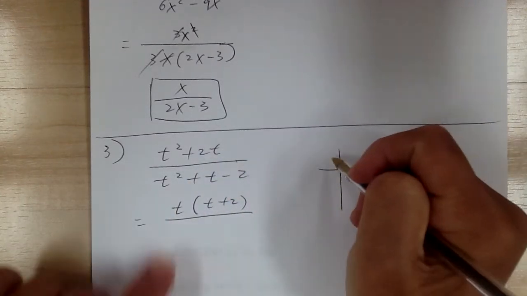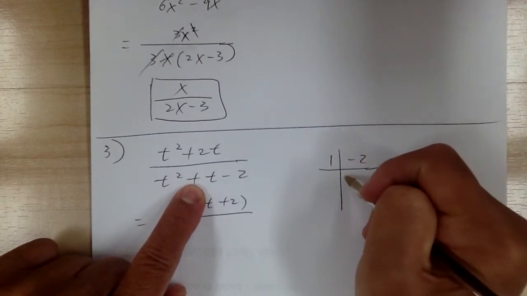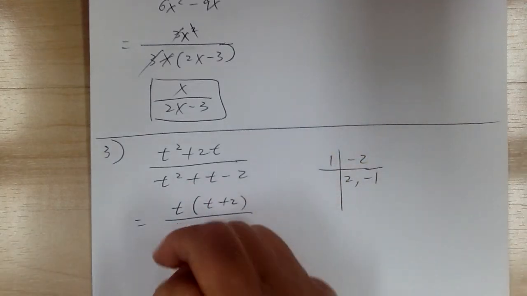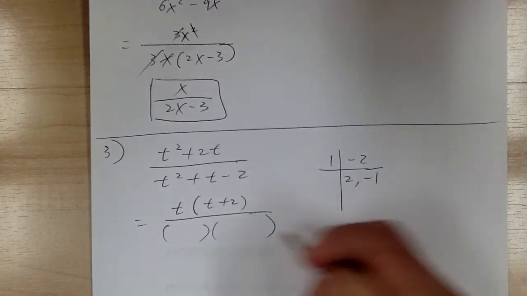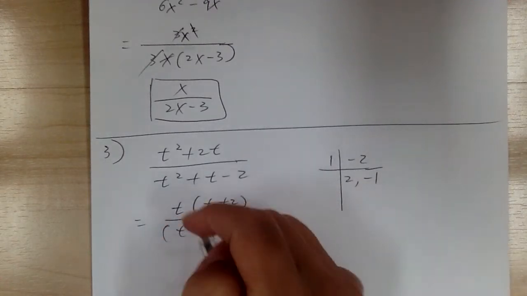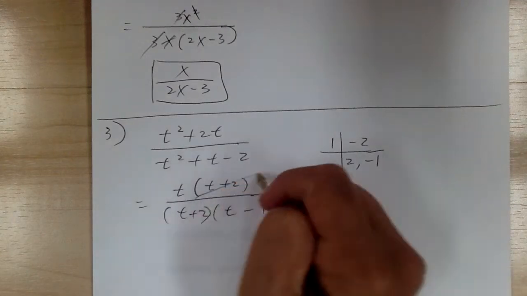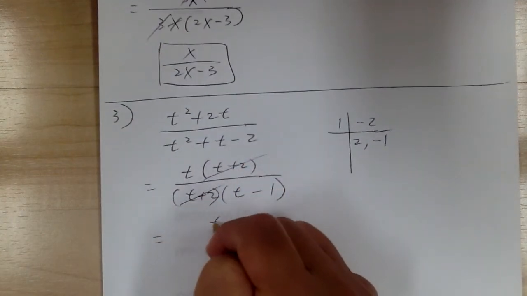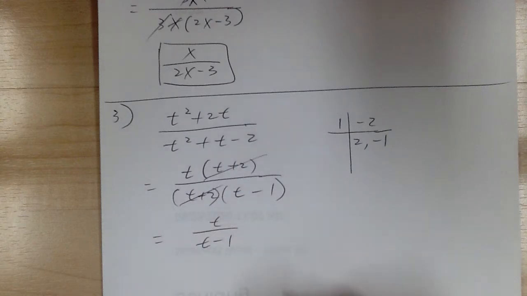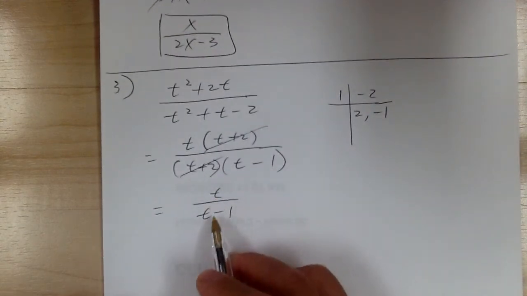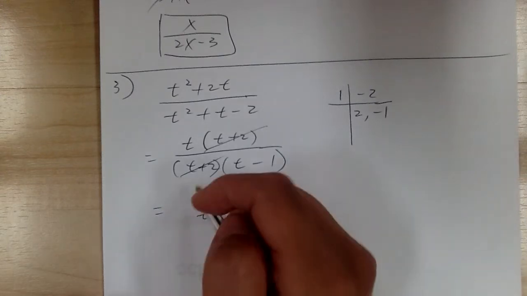So master product. So you get 2 comma negative 1. And so it will be plus 2 minus 1. So this will cancel out. So this will equal t over t minus 1. Now make sure you do not cancel out the t because these are terms. So you do not cancel out the terms.